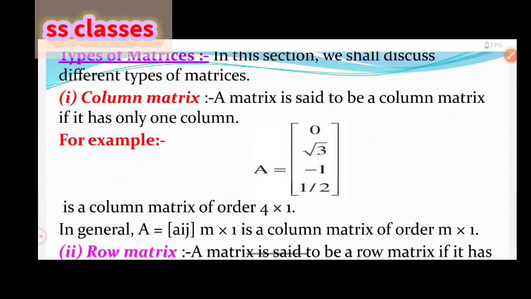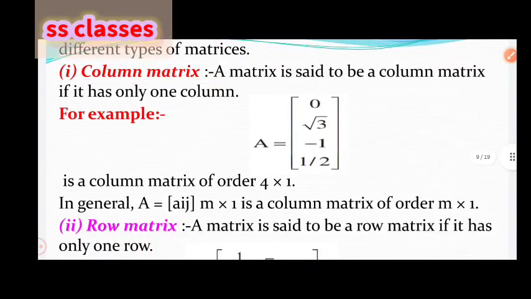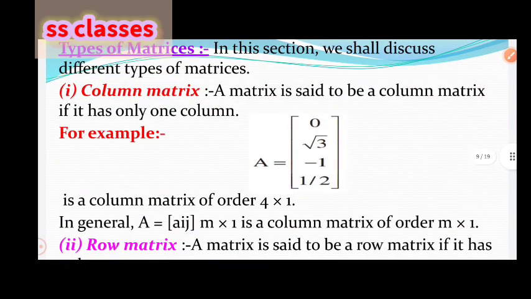Before, we discussed what a matrix is, some examples, and the order of a matrix. Today we will discuss the types of matrices. So let's start. Firstly, in this section we shall discuss different types of matrices.